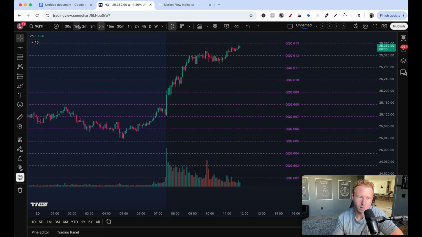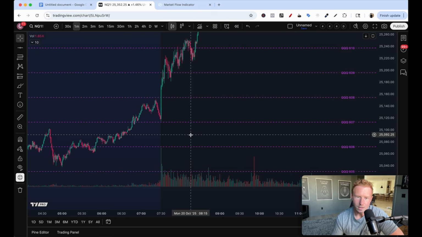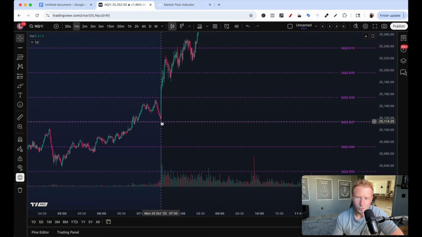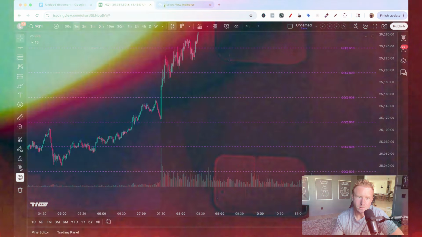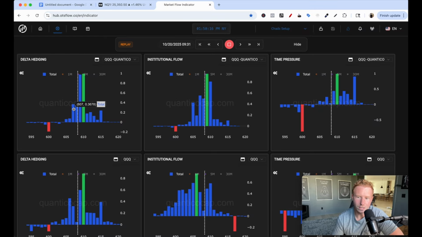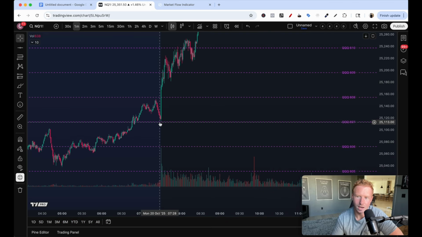So you can see that, but let me just go to a 1 minute chart. And you can see we open up, we pull directly back to that 607 because, again, this is telling us that there's no interest below 607, right here where my mouse is. It pretty much completely dies off. So that is a level that has a very high chance of holding.